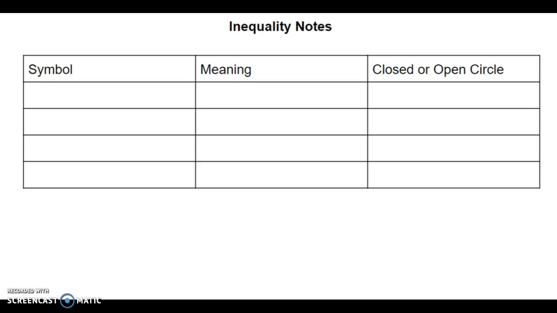And I know a lot of you know the symbols and the meanings of them, but I still recommend that you write down this table so you have it in your notes, okay? First symbol is the less than symbol, and it means less than. This open or closed circle is going to help us when we graph it on a number line. For the less than, we're going to have an open circle. It will make more sense in a little while.